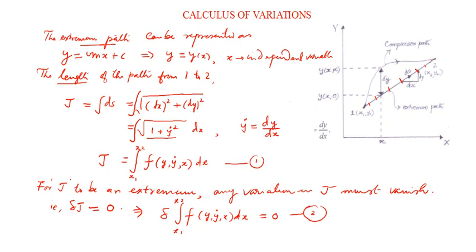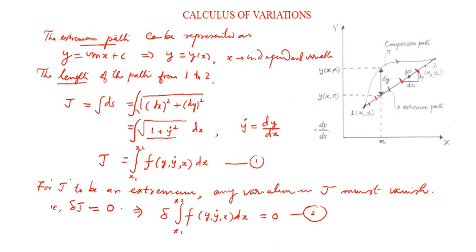So you first compare j1 with j2. If you find that j1 is small, then you neglect j2. Then you take another comparison path, whose length may be represented by j3. Compare j3 with again j1. Again you found that j1 is lesser, so you neglect the second comparison path. Take another comparison path, say whose length is equal to j4.